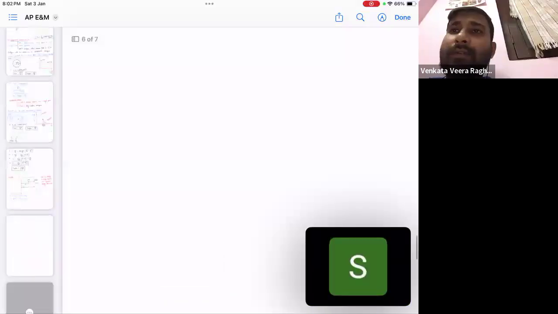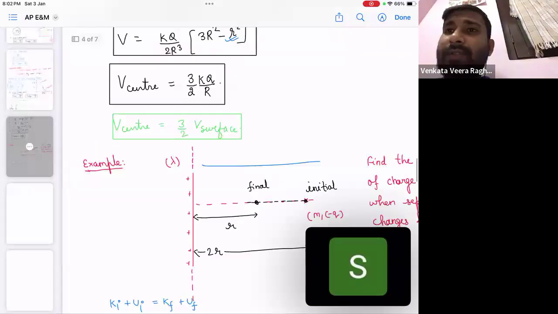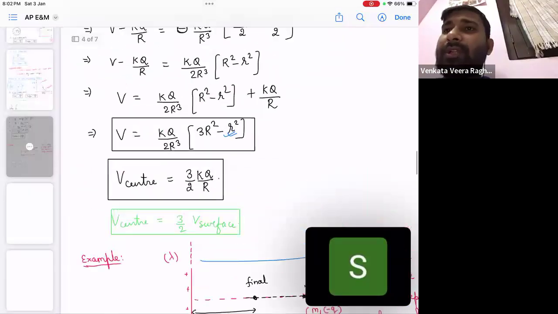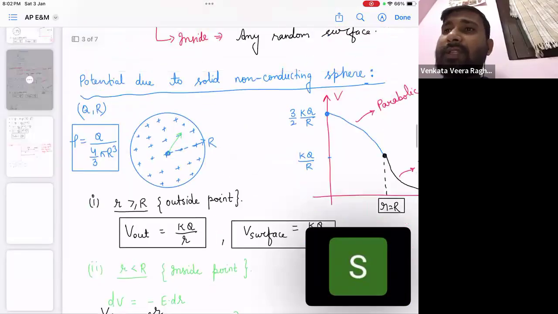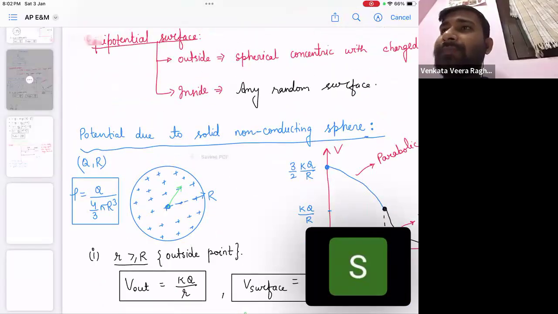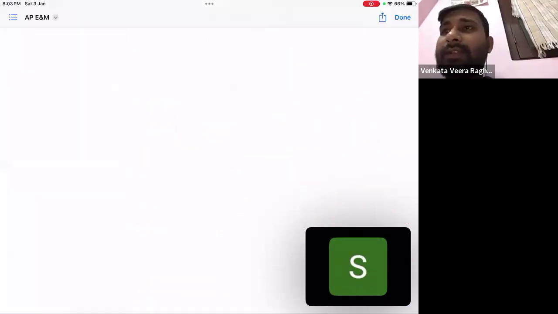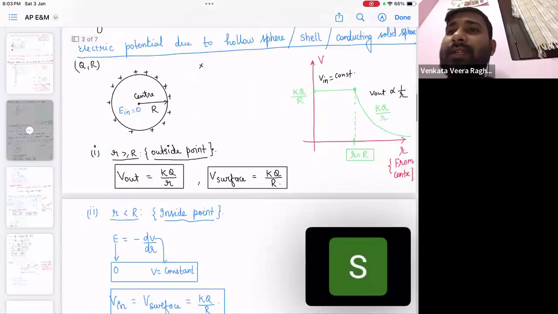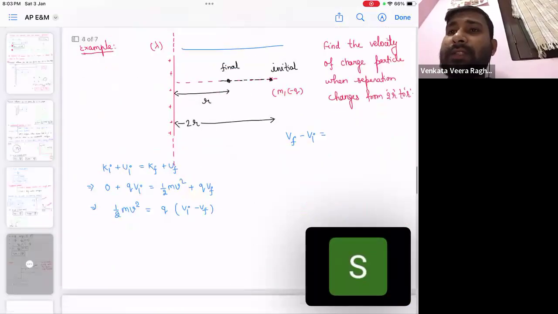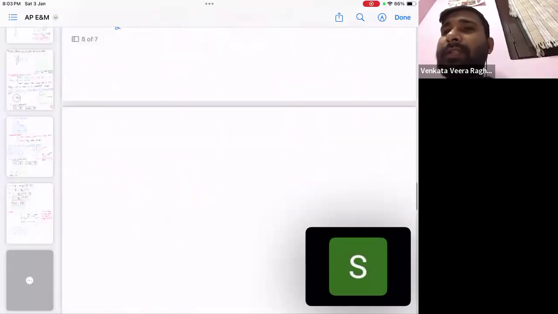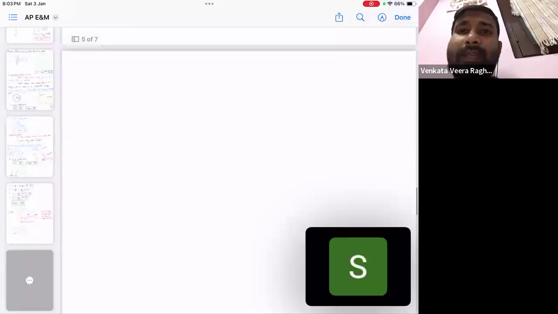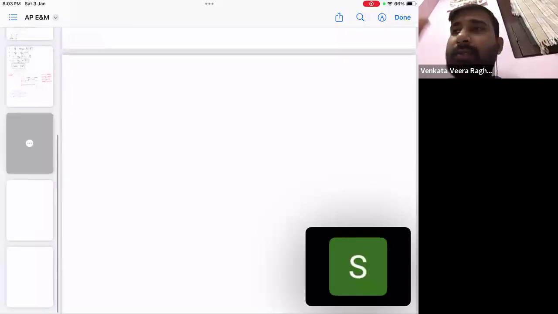Okay, so last class we discussed up to this, isn't it? The potential difference we have calculated due to a uniformly charged sphere. Non-conducting sphere also we have discussed, as well as the conducting sphere. Now let's discuss an example here. In this question, what is given to us?